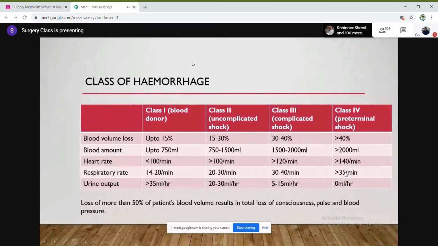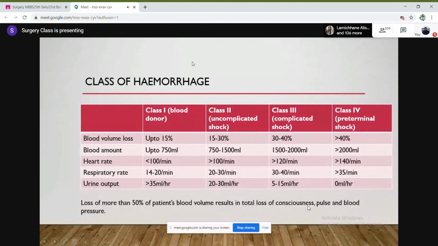So 0 ml per hour is known as anuria. Now, don't be confused between anuria and retention of urine. Anuria means there is no formation of urine. Retention means there is formation of urine, but because of the blockage of some part of the genitourinary tract, the urine is not able to come out. So that is something that you should keep in mind. So 0 ml per hour, absolutely anuria. So this is very, very bad.